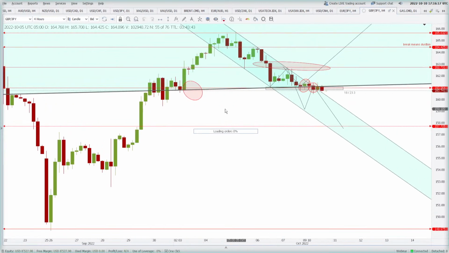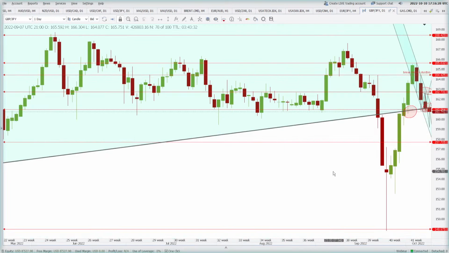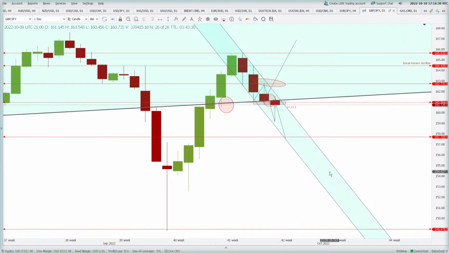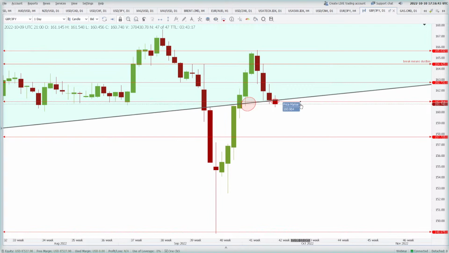GBP/JPY, all right, it has almost gone below 160.96 again. Well, any close on the daily chart below 160.96, I think I must remove all this clutter so that you can see my charts clearly. All right, so I think any close below 160.96 on the daily will open the way for 157.70 in this market.